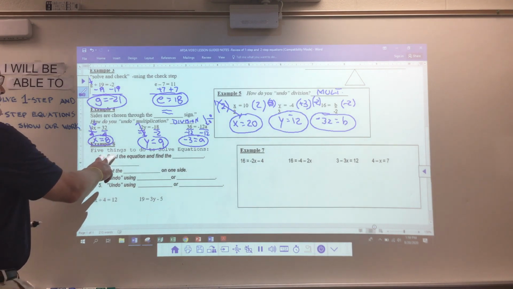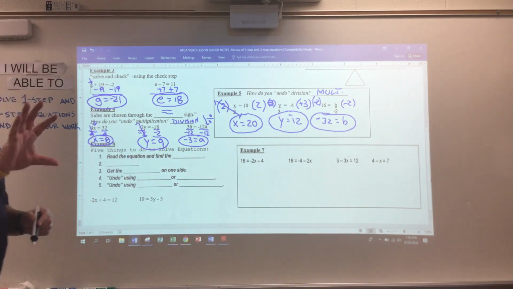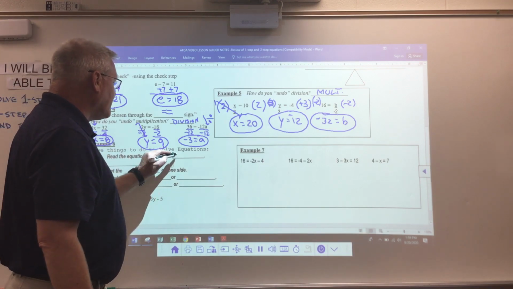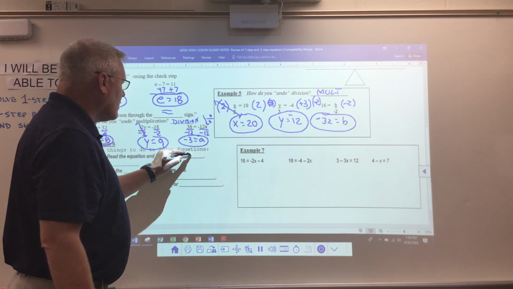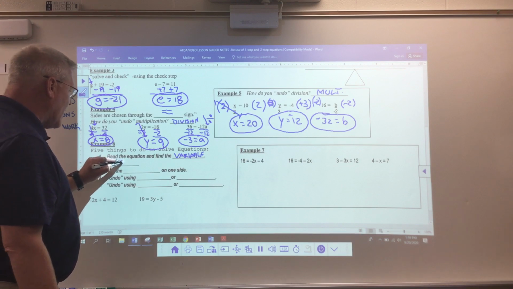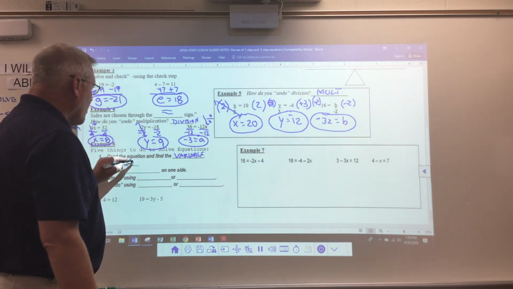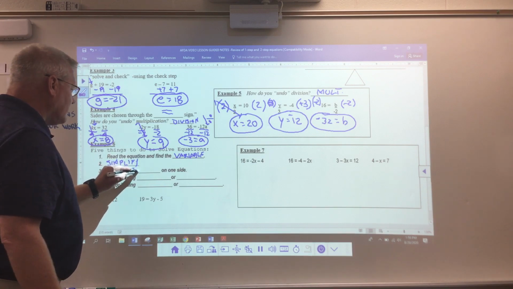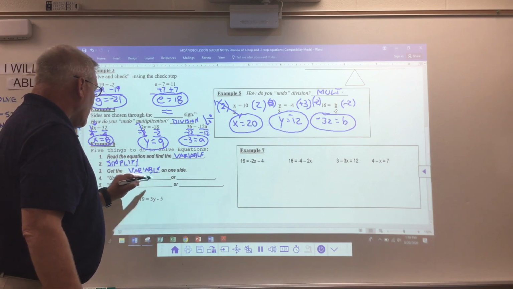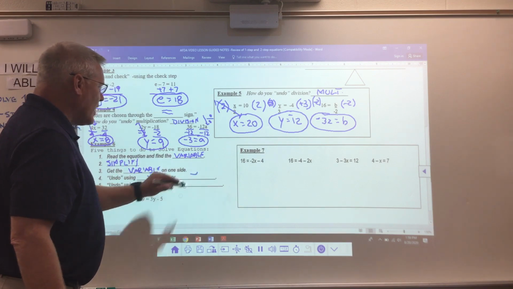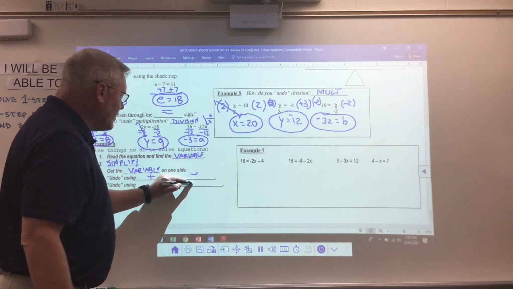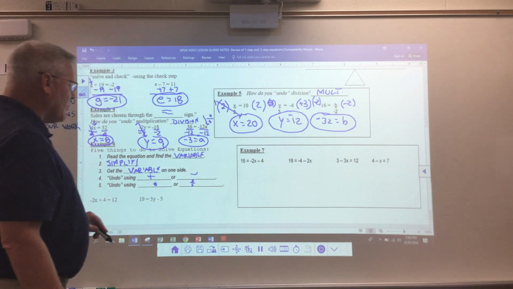Now, it says 5 things to do to solve equations. Now here's your playbook, I think, for solving just about any equation in high school. So fill it in here with me. It says read the equation and find the variable. Step 2 is to simplify. We're going to find out more about that in upcoming lessons. S-I-M-P-L-I-F-Y. Get the variable on one side. Undo using, let's see, addition or subtraction. And then we might undo using multiplication or division. I'm abbreviating that. If you want to write the word out, please go ahead.